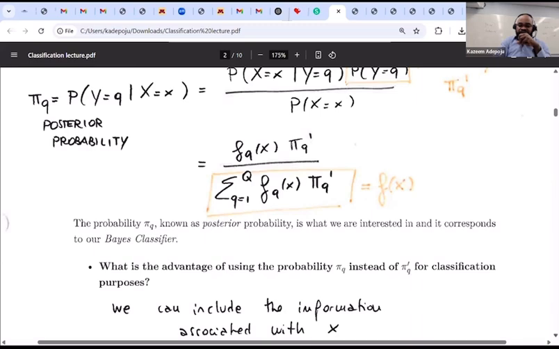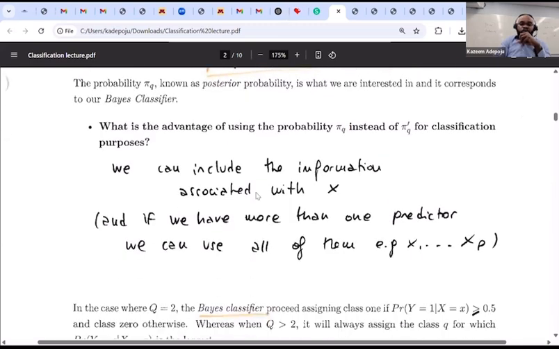If you take a look at what I said here, I said, what is the advantage of using pi q? The pi q here stands for posterior, while pi q prime stands for prior. And I said we can include information associated with the predictor. Does that make sense? So it could be one predictor or more than one predictor.